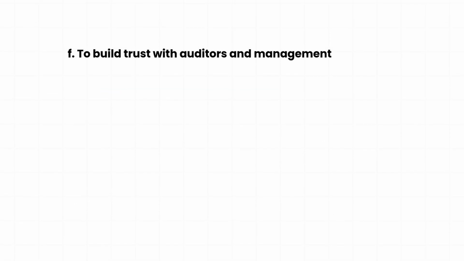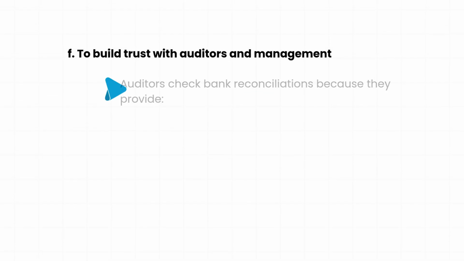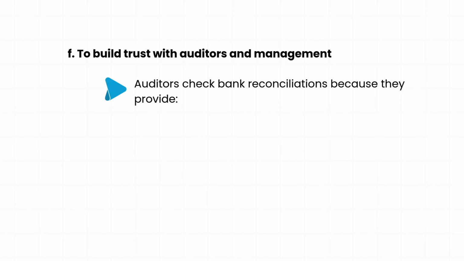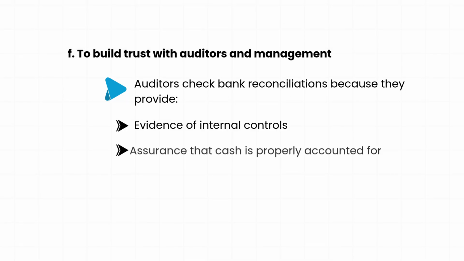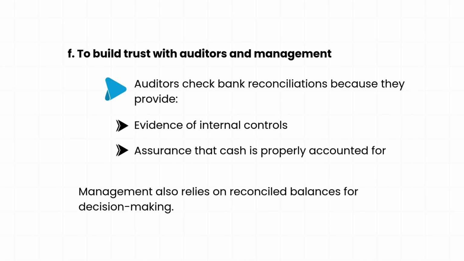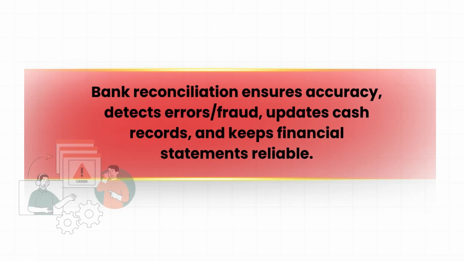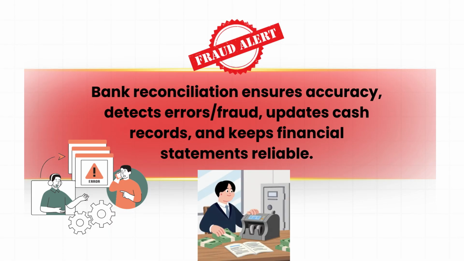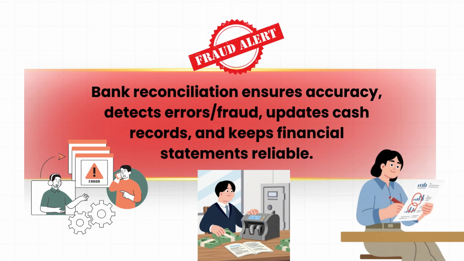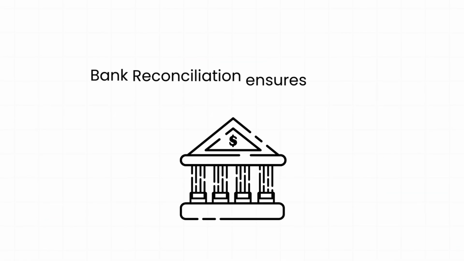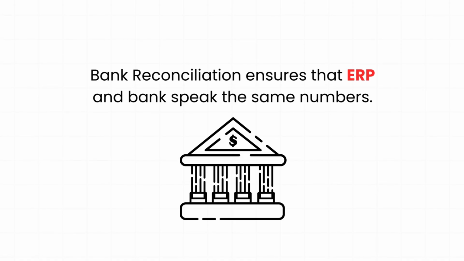F, to build trust with auditors and management. Auditors check bank reconciliations because they provide evidence of internal controls and assurance that cash is properly accounted for. Management also relies on reconciled balances for decision making. Bank reconciliation ensures accuracy, detects errors and fraud, updates cash records, and keeps financial statements reliable. In short, bank reconciliation ensures that ERP and bank speak the same numbers.